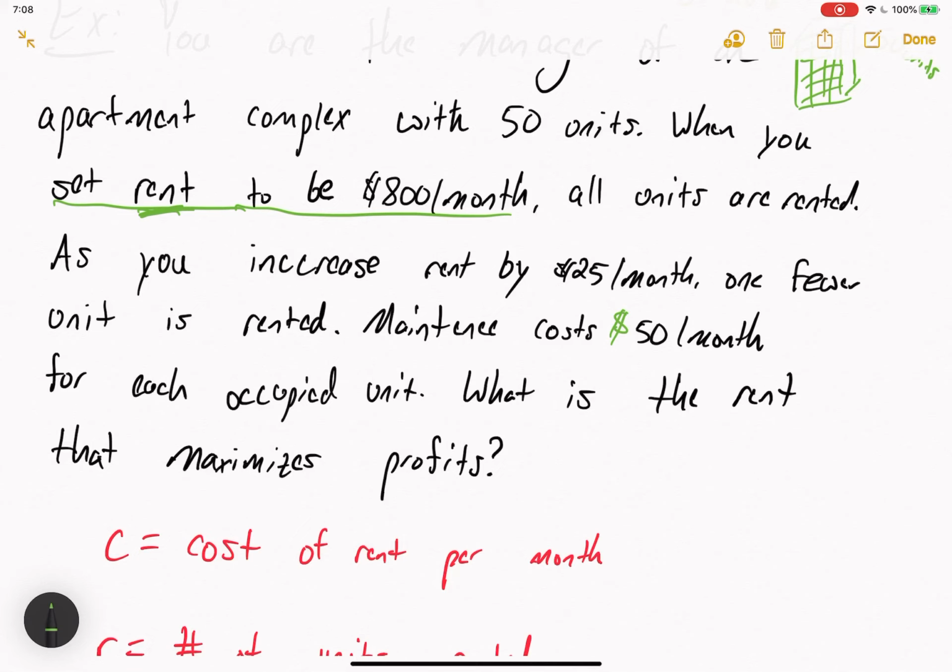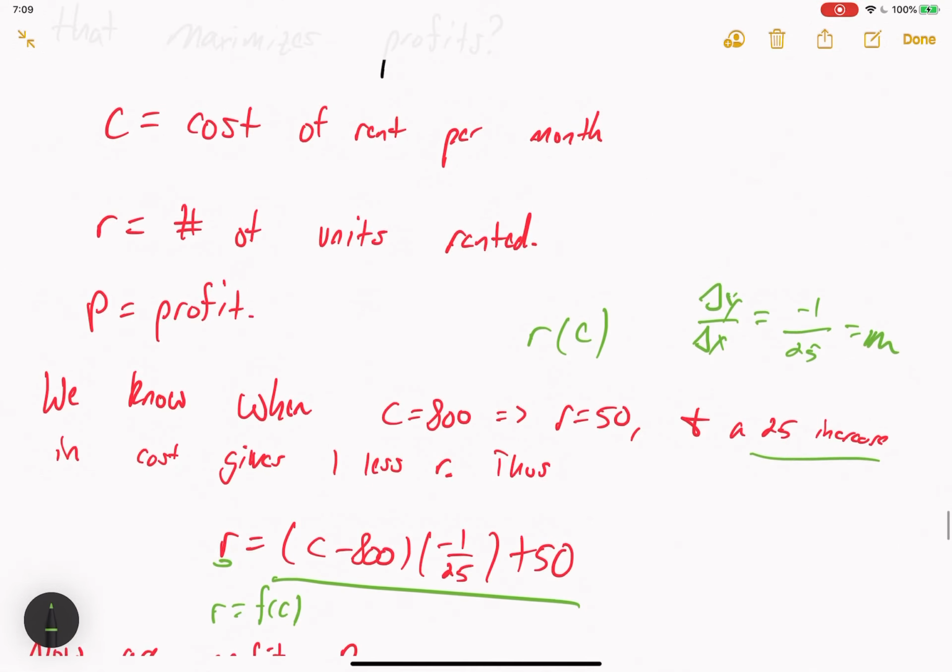And we know that you have maintenance costs of $50 a month for each occupied unit. That itself is just kind of a side thing. You don't really need to account for that. It doesn't really play a huge role. But you want to maximize profits, and then you have to understand how profits are calculated. So you take the total revenue and you subtract the cost. So that's how you get the profits.